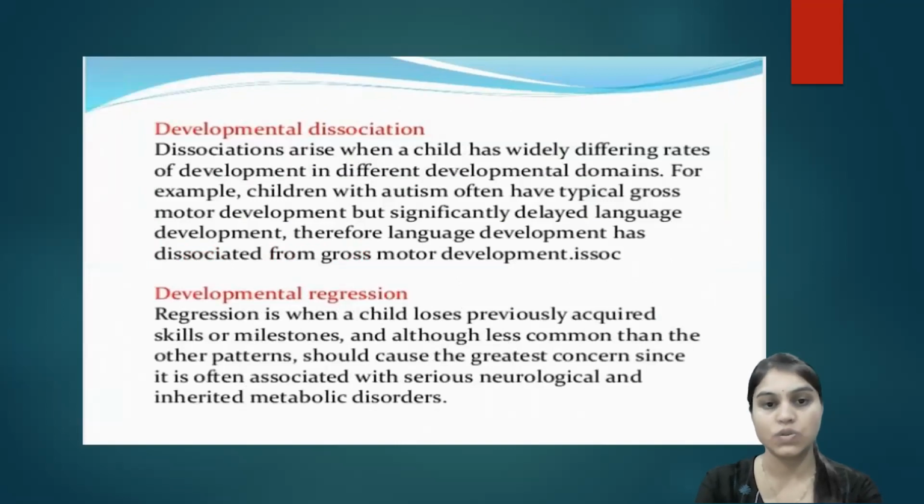Developmental dissociation. Dissociation arises when a child has widely differing rates of development in different developmental domains. For example, children with autism often have typical gross motor development but significantly delayed language development. Therefore, language development has dissociated from gross motor development.